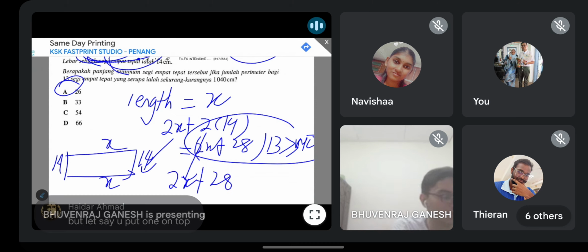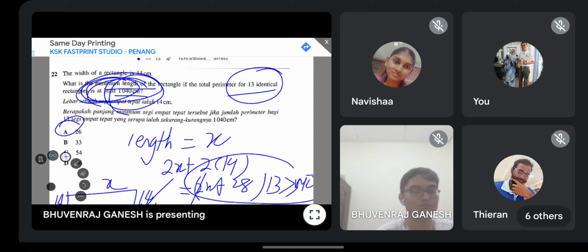Because they didn't say must put on top of one another. They just say total perimeter only. I think so lah. Because I didn't check the scheme for this one, so I assume it's like this, the way you do it. Unless there is some trick over here, which I'm not so sure, if they make certain assumptions.